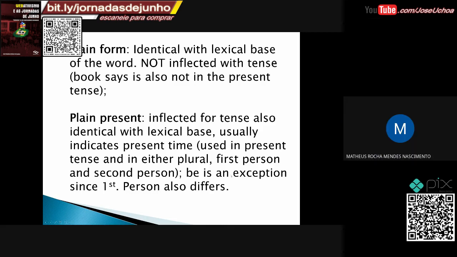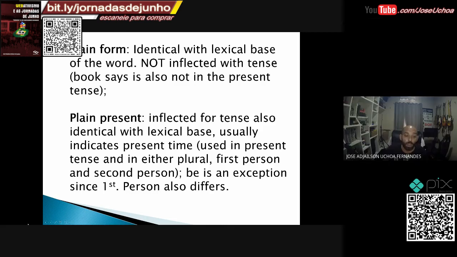Ok? Like be, play, present. Isso. O plain present, ele é verbo principal, ele está conjugado no presente. O plain form, ele está no infinitivo. Aspas, muitas aspas, o nome do verbo. A forma bruta do verbo. Ok? A forma não inflexionada do verbo. Ok? Plain form é verbo sem inflexão. Enquanto plain present é verbo com inflexão de presente, mas essa inflexão é um morfema zero, digamos assim. É um morfema vazio. Okay?